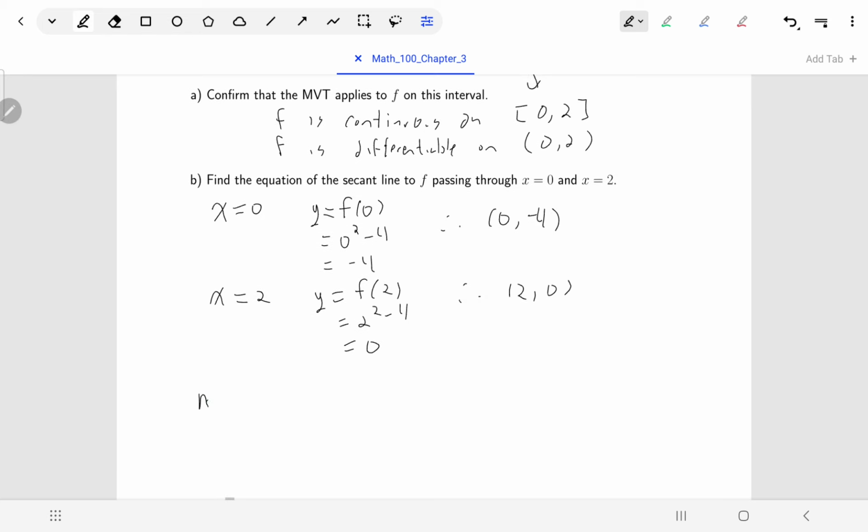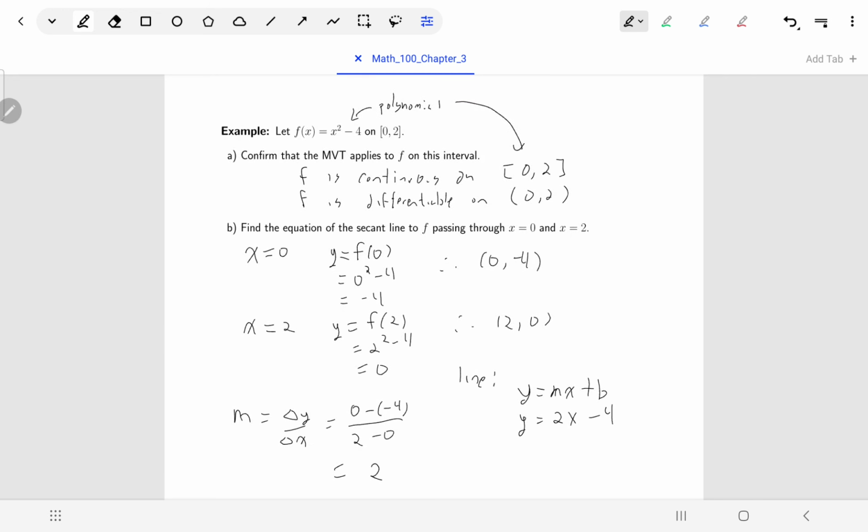For the slope, that's of course just the change in the y values over the change in the x values. So I'd have 0 minus negative 4 over 2 minus 0, which is a slope of 2. I also happen to notice, as a little aside, that one of my points is my y-intercept. So I'm just going to use slope-intercept form, y equals mx plus b. My slope was 2, and my y-intercept was negative 4. So there we go, y equals 2x minus 4. There's my secant line.